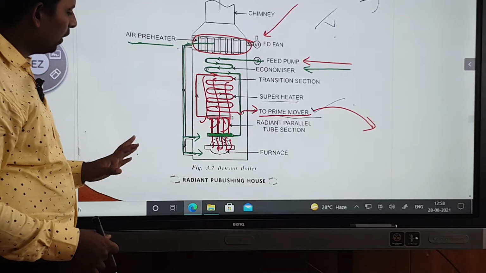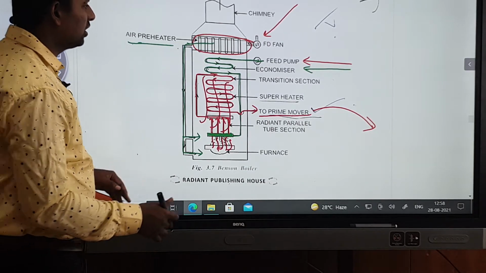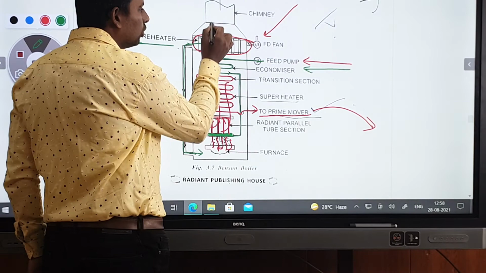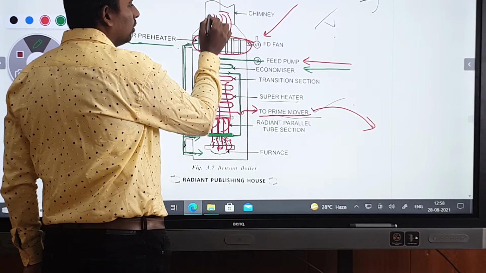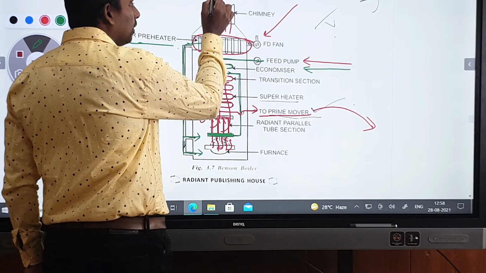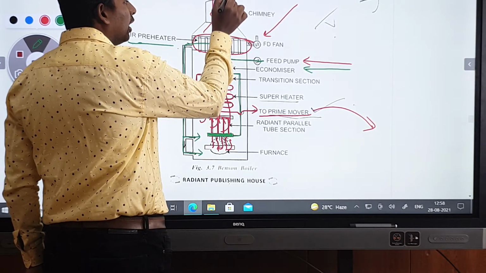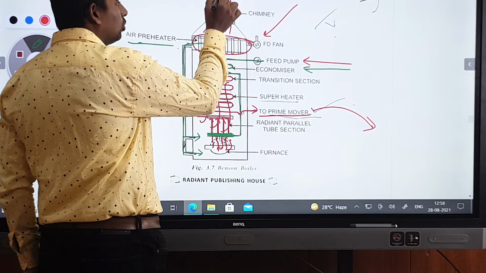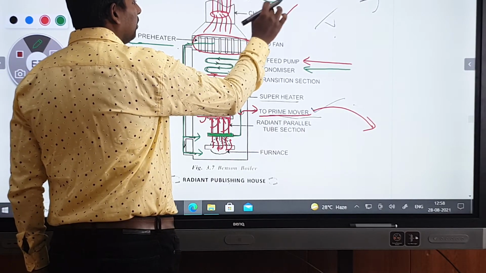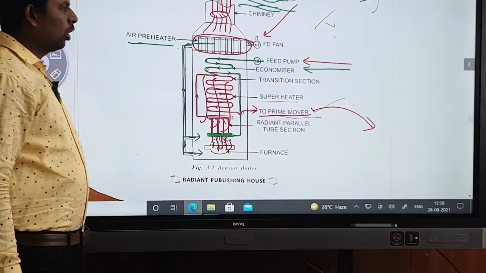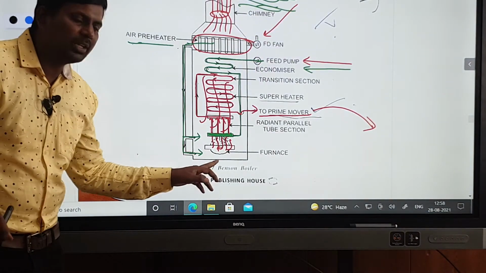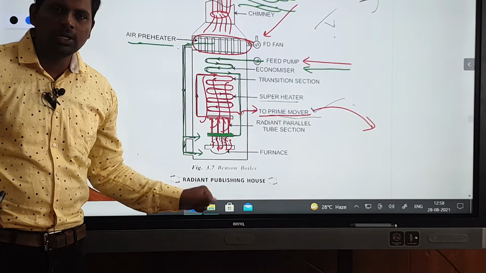That is the function of a Benson boiler, and here a chimney is there. After that, smoke will be released. This smoke will be collected in the chimney. From the chimney it will go to the atmosphere. After a certain time it will cool down when it is mixed with the atmosphere. This is the function of a Benson boiler.